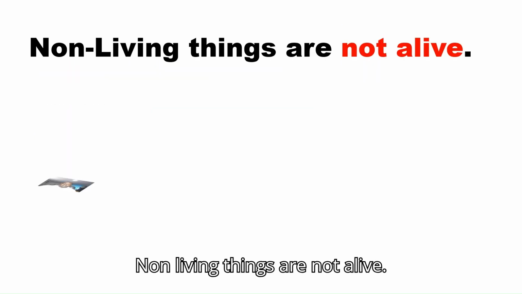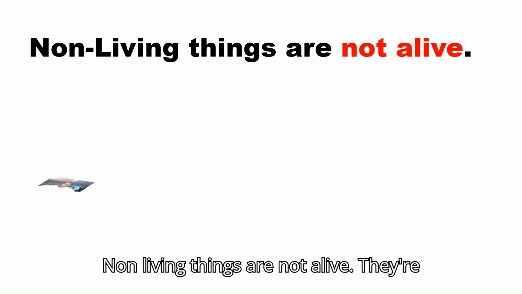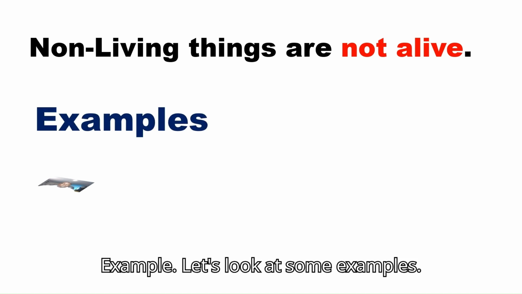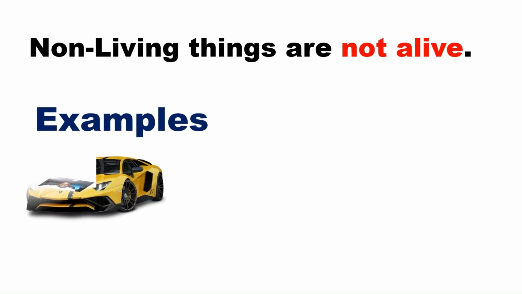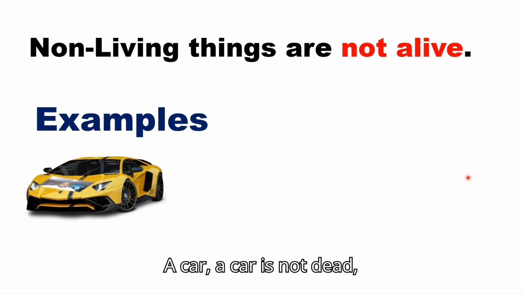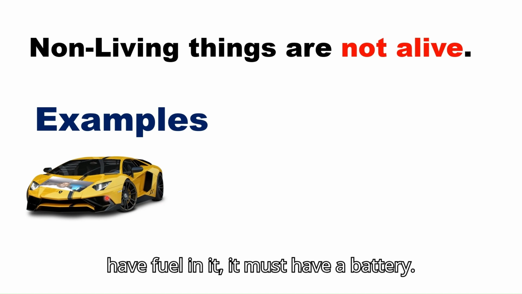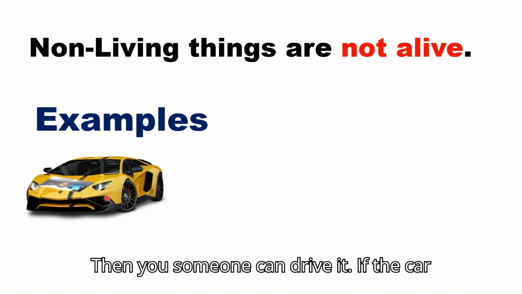Non-living things are not alive. They're dead. Let's look at some examples. A car is not dead, but a car cannot move on its own. For a car to move, you need to start the engine. It must have fuel in it. It must have a battery. Then someone can drive it.